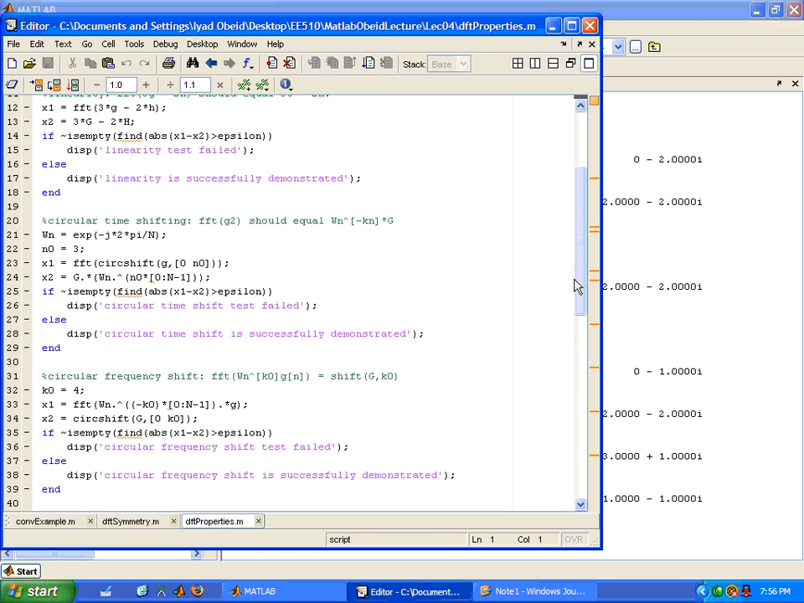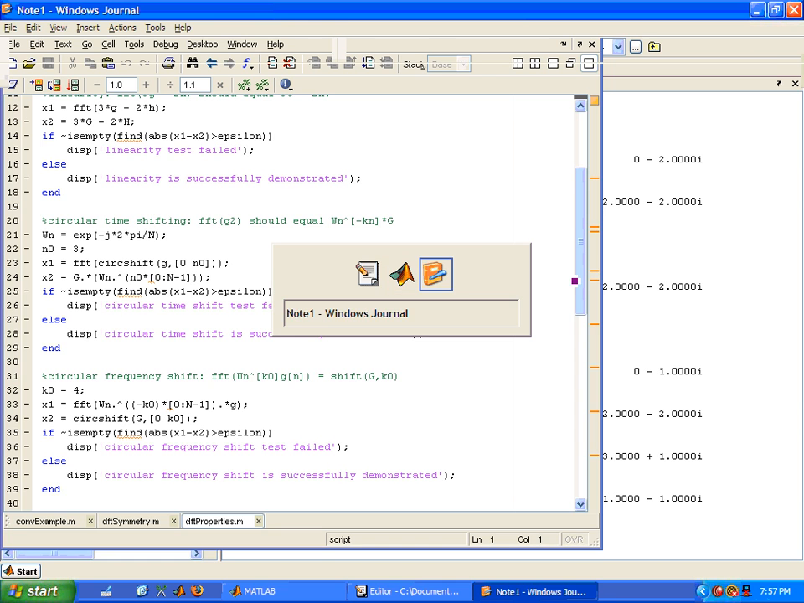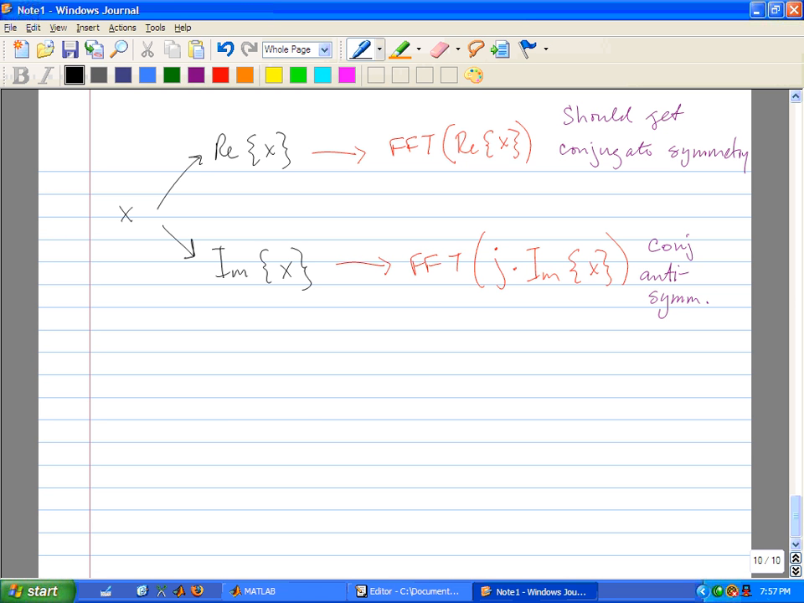For example, this is essentially verifying all the properties in table 5.3, I believe. Yes. So, for example, the second property on table 5.3. I'm just going to tell you now how to use this file so you can verify table 5.3 using what I call dftproperties.m.